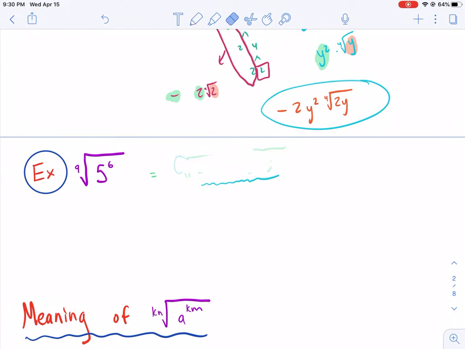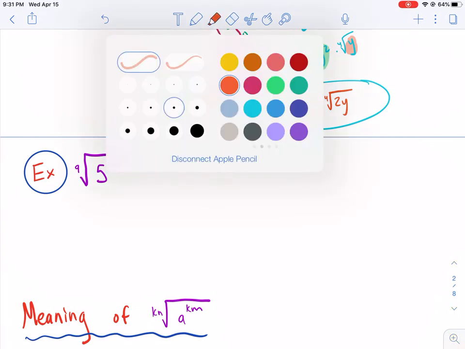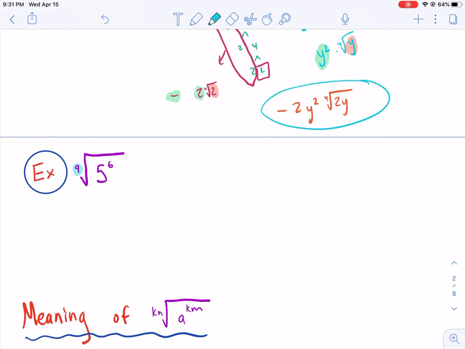Okay, so anytime you have a radical with common factors, see how this is a 9th, the index is 9 and the power is 6. They have a common factor. So what we're going to do is change it to the exponent form for rational exponents. So the 9th root can be rewritten as 1 over 9, and obviously the 6th power is just written as itself. Now we're going to do power to a power. We are going to multiply exponents. So then we have 5 to the 6 over 9 power.